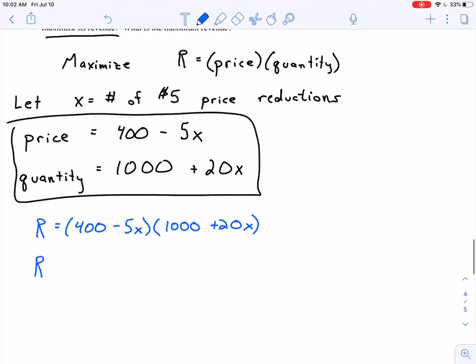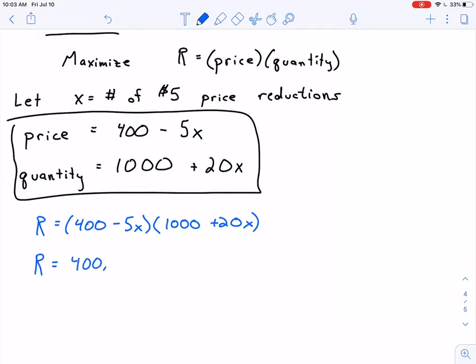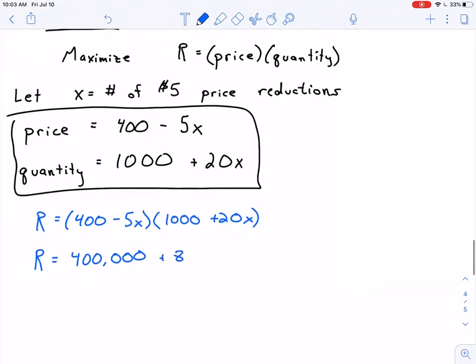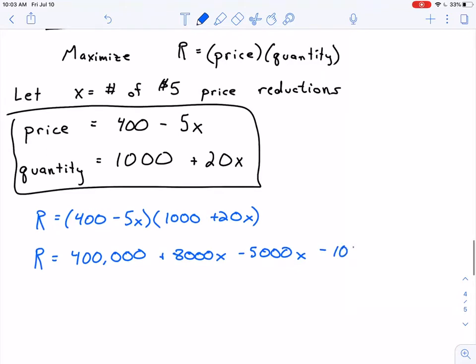So R, let's FOIL this out. Let's see, 400 times 1,000, I should have 400,000. 400 times 20, I should have plus 8,000x minus 5,000x minus here 5 times 20, minus 100x squared. So R is equal to, I'm going to write it in standard form, negative 100x squared plus 3,000x plus 400,000.